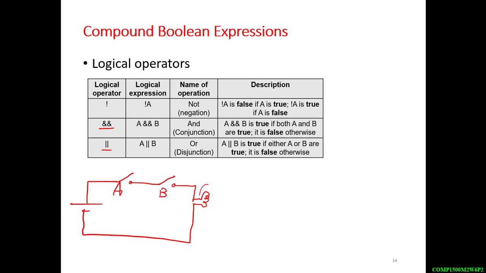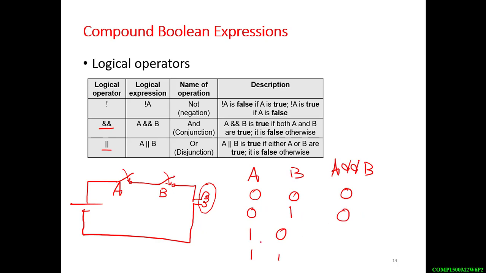In order for this light to be switched on, both switches should be closed. So if I have my truth table A, B, A and B: 0, 0, 1, 1, 0, 1, 0, 1. So 0 and 0 is 0, 0 and 1 is 0, 1 and 0 is 0, 1 and 1 is 1. In order for this light to be switched on, we need to have both the switches on.